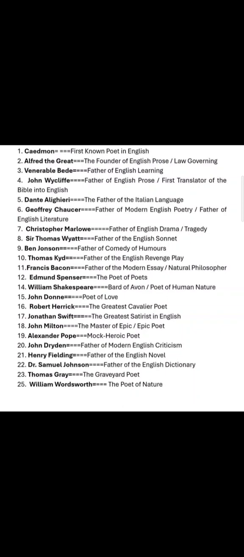Thomas Gray, one of the graveyard poets. Graveyard poetry was related with writing poetry regarding death, regarding graves, or they used to write poetry in a graveyard. They have encapsulated in their works the mortal nature of this universe. William Wordsworth, you know well, the poet of nature or nature's poet, and one of the finest romantic poets.